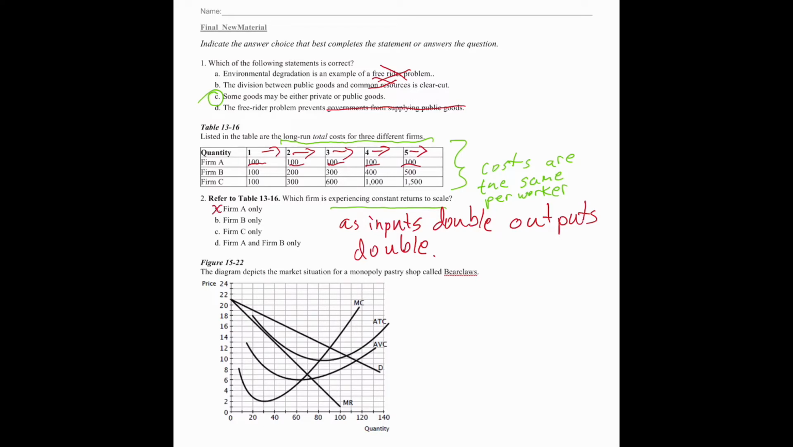Firm B, the cost always goes up by 100 for each additional unit of production that they're getting. So each additional unit always costs them a constant $100, which means that as they scale up, each unit is costing them the same, so they have constant returns to scale.